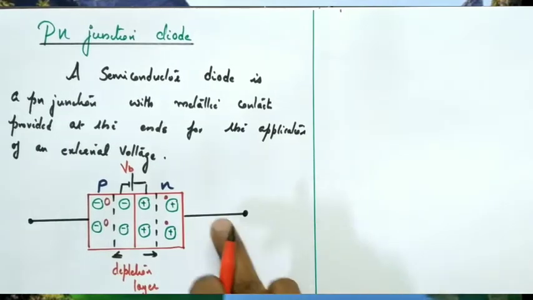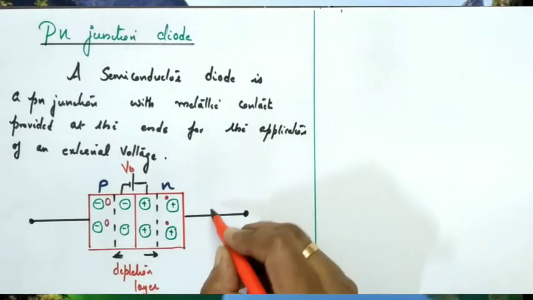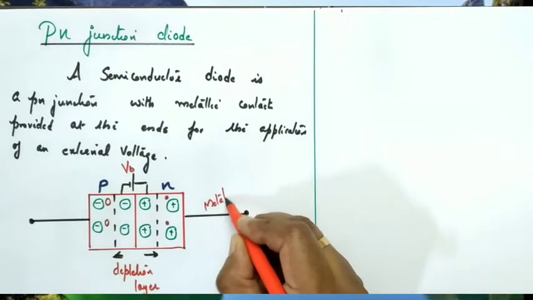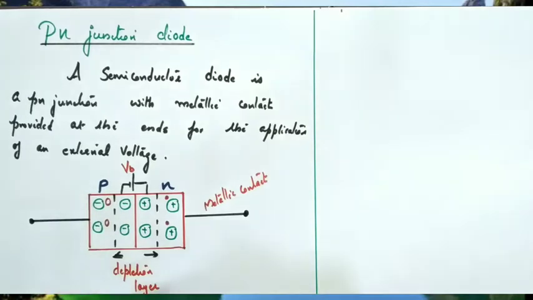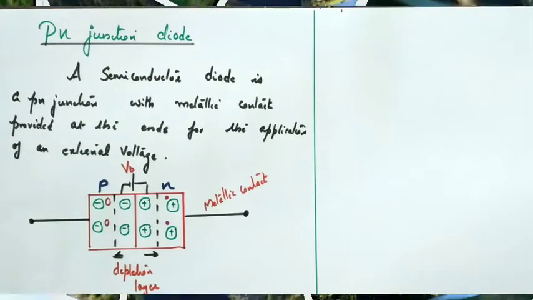Clear? Now, if metallic contact is provided at both the ends, this represents a metallic contact. If metallic contact is provided at both the ends, this arrangement is called a PN junction diode. So, these represent the pictures of the PN junction diodes.